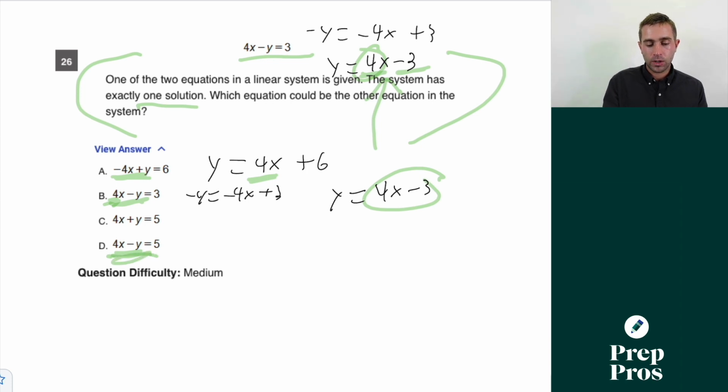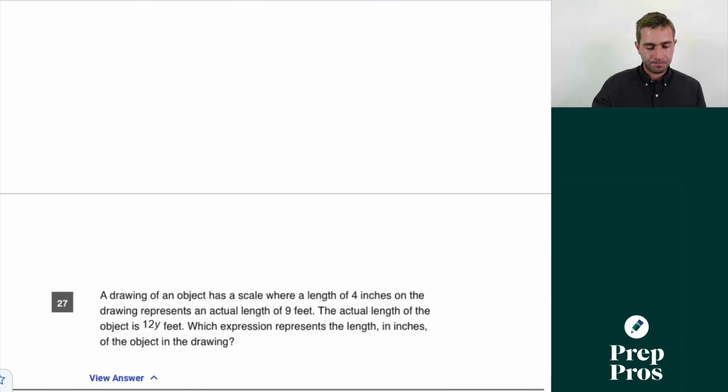And here, we're going to get that same slope of 4x. But with C, we're going to get a slope of negative 4x. So if we're looking for one solution, we simply need to have a different slope. That's our one constraint we're dealing with here when we're dealing with two lines. So C has to be our correct answer there.